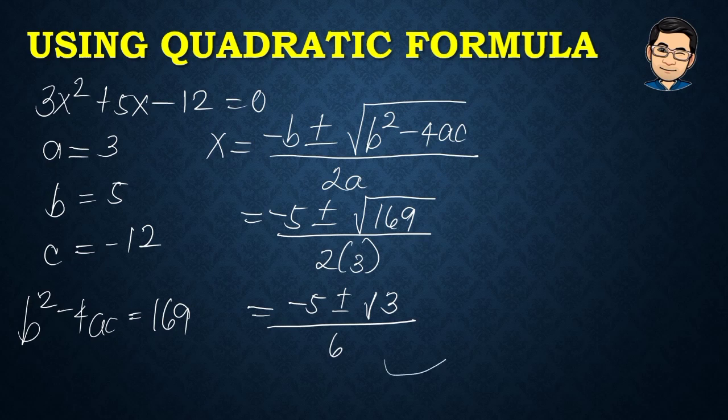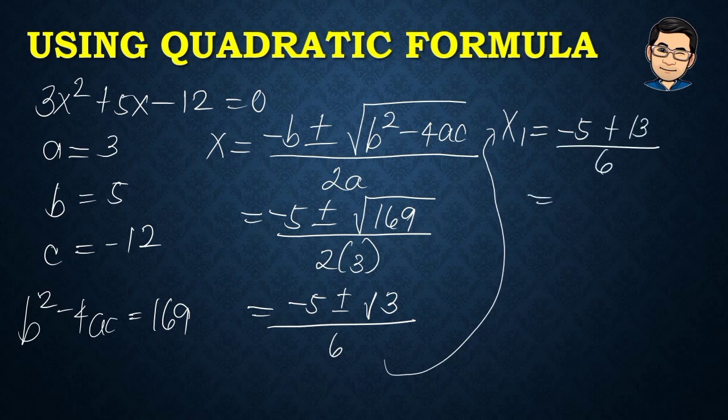Now, the value of x sub 1, negative 5 plus 13 all over 6. Negative 5 plus 13, unlike signs sila, so we subtract and then follow the sign of the bigger value. The answer is 8 over 6. And then we simplify 8 over 6. That is 4 over 3. So make sure na yung mga fractions sinisimplify natin if possible. If not, yun na yung simplified form.